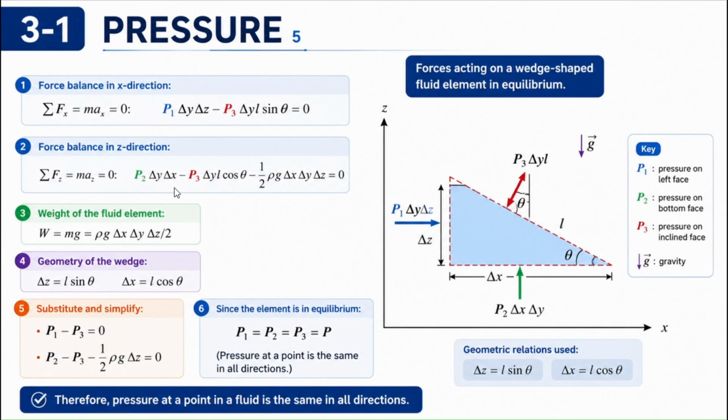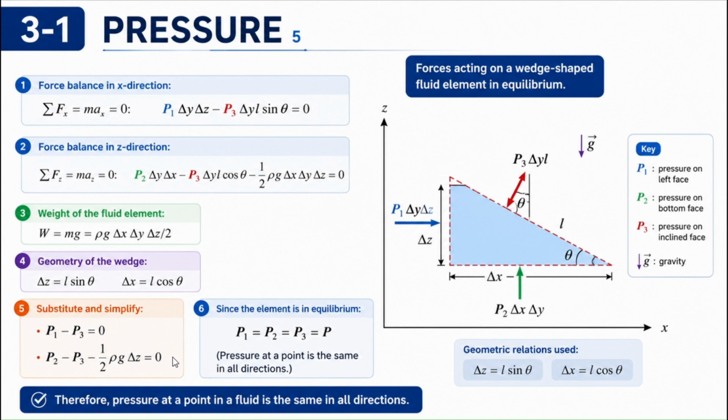Similarly, for the z-axis, delta x can be substituted with L cos theta. Here also, delta x can be substituted using L cos theta, so that together with delta y, you can take it out and divide it from the whole equation. So what you will get at the end is P2 minus P3 minus half rho g delta z equal to 0.